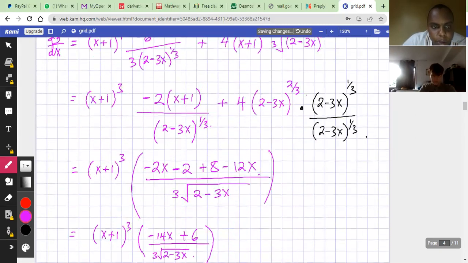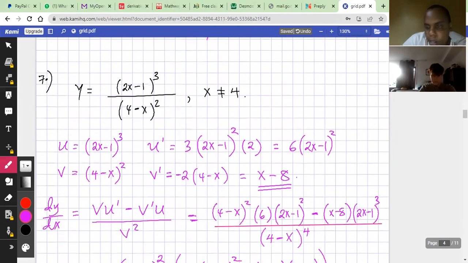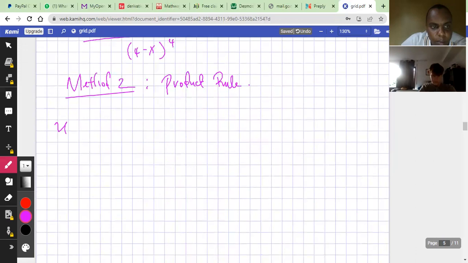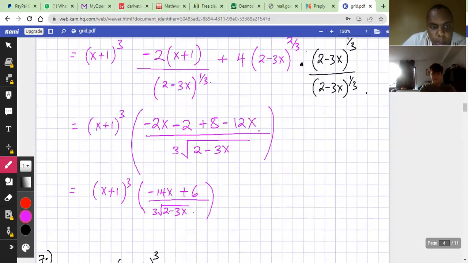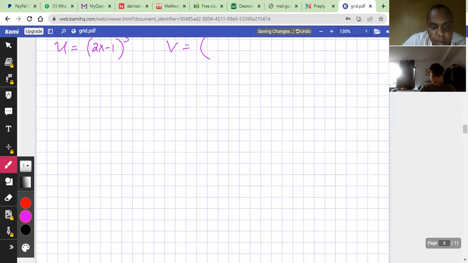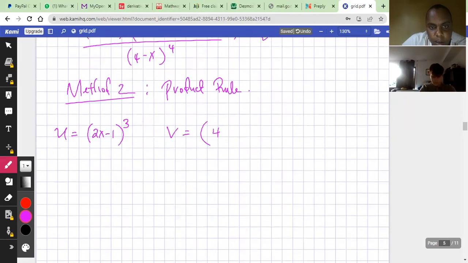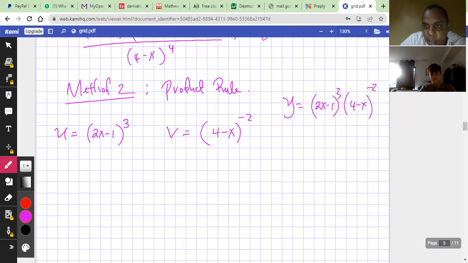So u is going to be (2x minus 1) cubed. And then v is going to be (4 minus x) to the power of negative 2. And then we can think of our problem, y, as (2x minus 1) to the power of 3 multiplied by (4 minus x) to the power of negative 2.